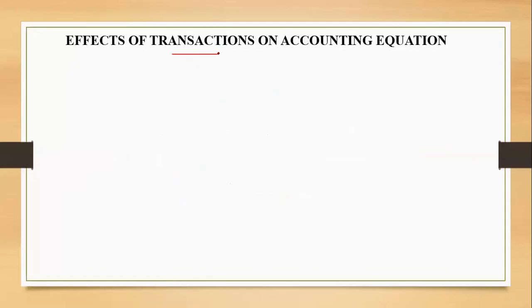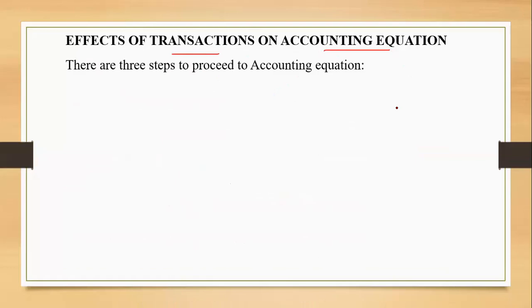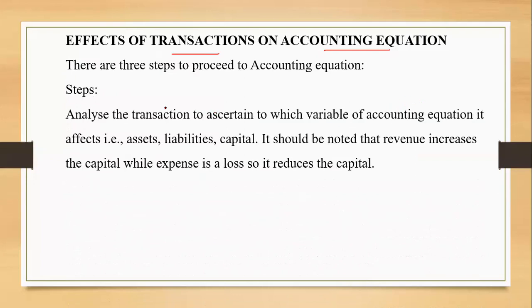Effects of transactions on accounting equation. Let us see this now. There are 3 steps to proceed to accounting equation. Number 1 is analyze the transaction to ascertain which variable of the accounting equation it affects. Which variable? That means whether it is affecting the asset or a liability or a capital, right?